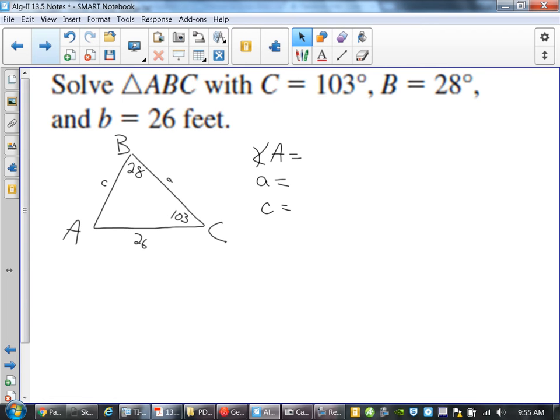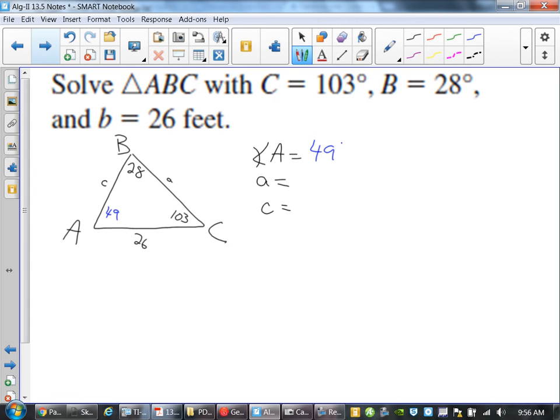Now the easiest thing to find here is angle A, because how many degrees are in a triangle? 180. So if you take 180, subtract out the 103, you're going to get 77. Subtract the 28, you're going to get 49. So I know that angle A is 49 degrees.